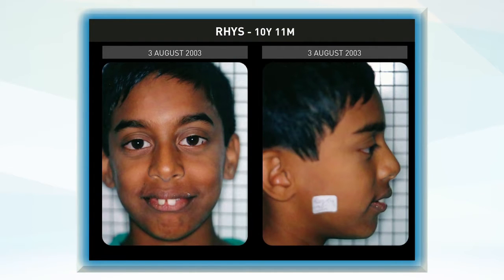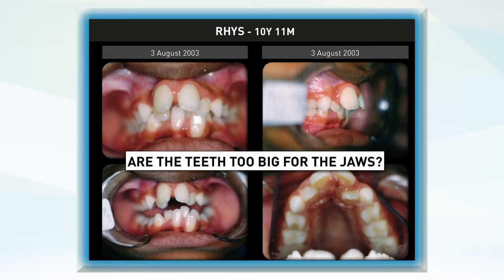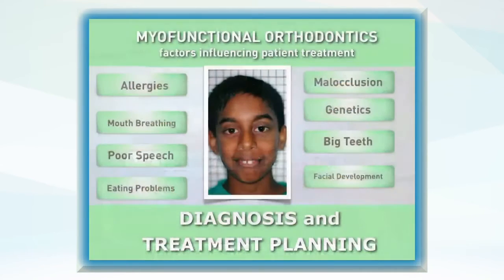He obviously has a severe malocclusion, and I like to say to doctors, is this a crowding case? Are these teeth too big for the jaws? Would you extract in this case? And the problem the child has is its poor growth and development. So it's malocclusion. Is it genetics?